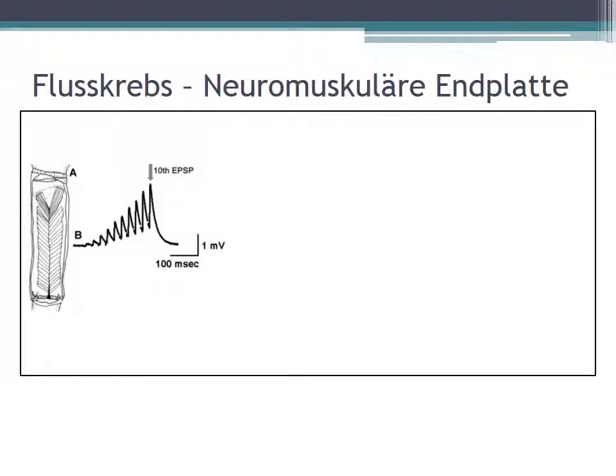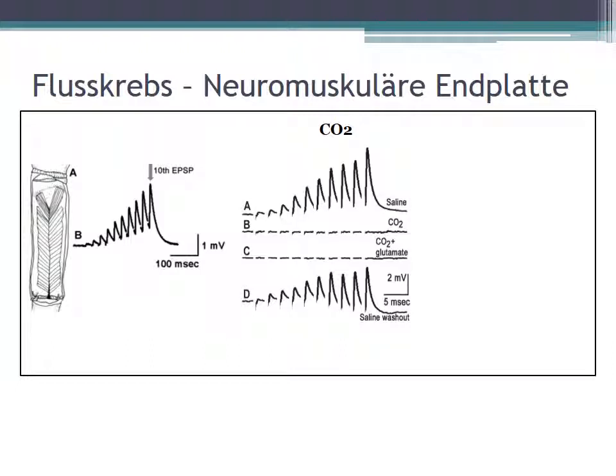So here's the same thing again, and shown a little differently. We look again at the EPSP, the excitatory postsynaptic potential. With CO2 and A, we see it in normal saline, that's just as a reference. Once we add CO2, we don't have any response. Then we added CO2 and glutamate, and we didn't have any response either.